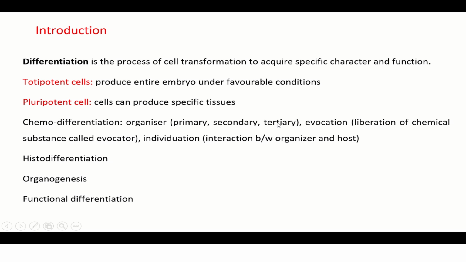So how do these organizers work? They act by two processes: evocation and individuation. Evocation is the liberation of a chemical substance called evocator, and this evocator causes individuation, that is, through the interaction between the organizer and the host, different tissues are formed. After chemodifferentiation comes histodifferentiation. At the stage of chemodifferentiation, there is no change in structure actually; chemicals are being secreted and there are interactions. After this comes histodifferentiation, where there is structural change in the cells, which definitely look like some specified tissue. Then they form organs, which results in organogenesis, and ultimately there is functional differentiation. So totipotent, pluripotent, then chemodifferentiation by organizers through evocation and individuation, histodifferentiation, then organogenesis and functional differentiation.